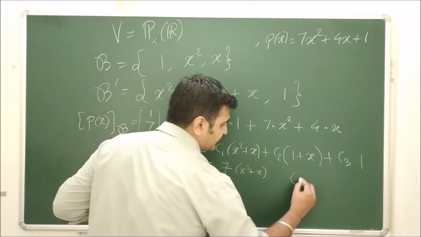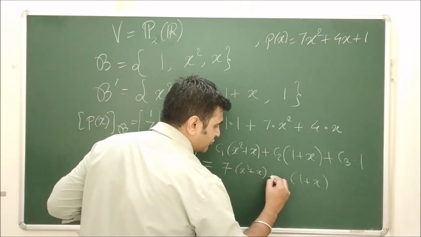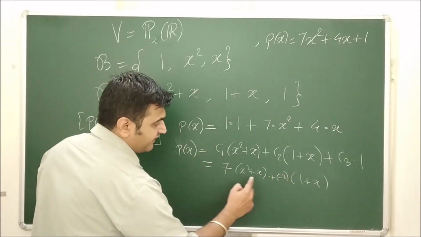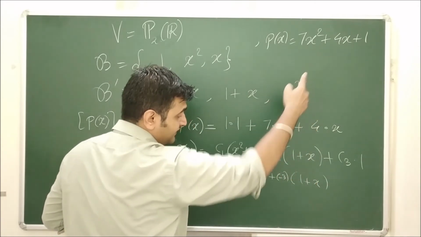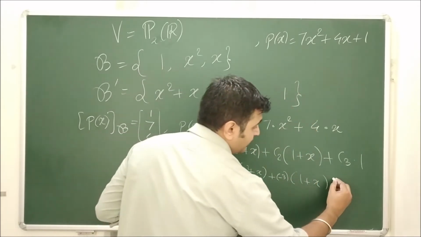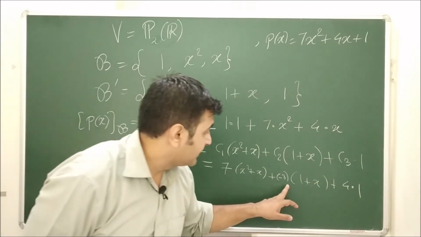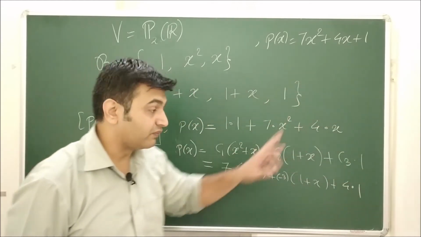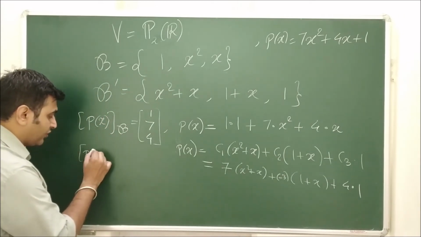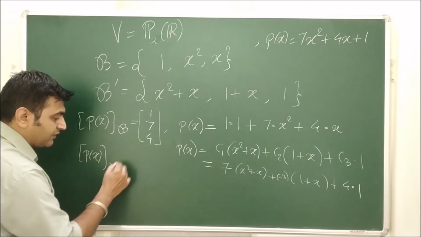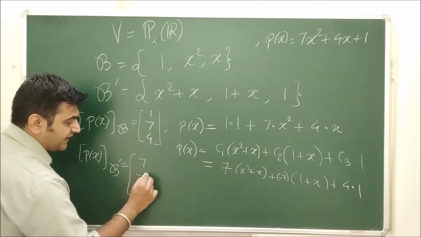Once I have 7x, this has to be minus 3, so that 7x minus 3x is 4x. And here I have minus 3, so c3 has to be 4, because minus 3 plus 4 is nothing but 1. So the coordinate vector of p of x with respect to the basis B prime is 7, minus 3, 4.